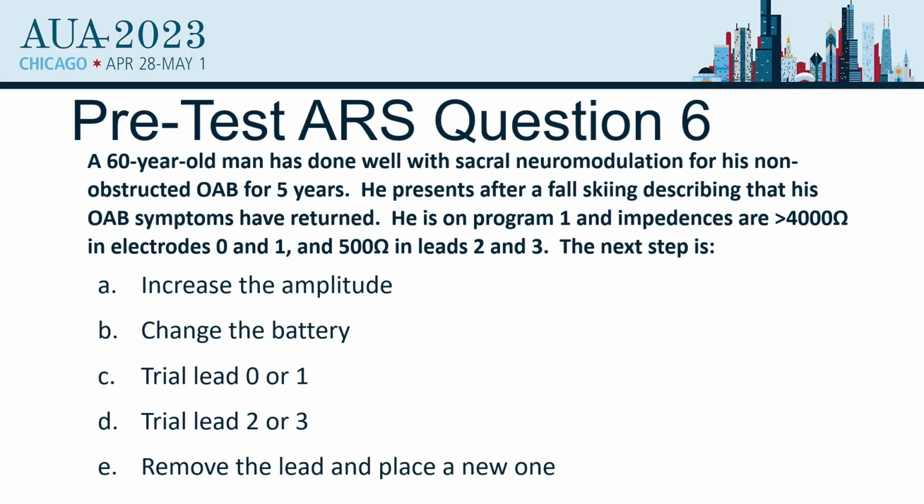Okay, and I think we had one more. A 60-year-old man has done well with sacral neuromodulation for his non-obstructed OAB for 5 years. He presents after a fall skiing, describing that his OAB symptoms have returned. He's on program 1, and impedances are greater than 4,000 ohms in electrodes 0 and 1, and 500 ohms in electrodes 2 and 3. The next step is: increase the amplitude, change the battery, trial electrode 0 or 1, trial electrode 2 or 3, or remove the lead and place a new one. This is an impedance question.